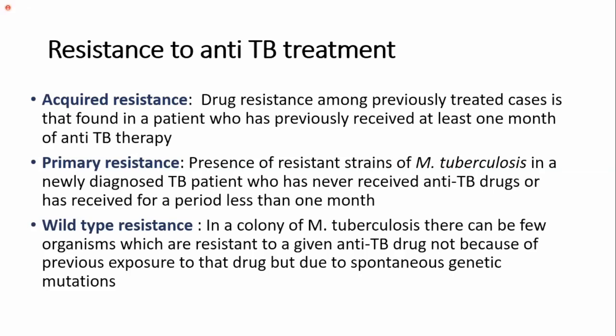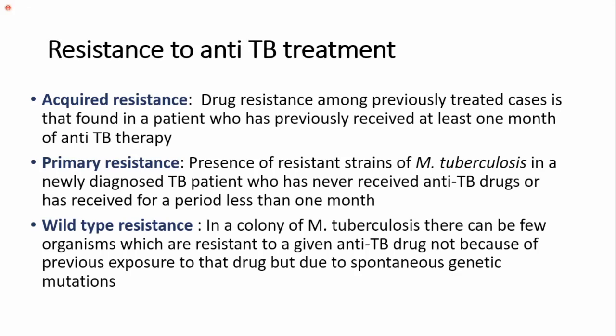The first one is called acquired resistance. That is, as the name says, if you are taking anti-TB treatment, say if you have been previously treated or if you have taken the treatment for more than 1 month, and you have developed resistance of tuberculosis, then that is called acquired resistance. Which means when you culture the organism, when you do the culture and ABST, you see that most of the organisms are not responding to the medicine. So that is the resistance.